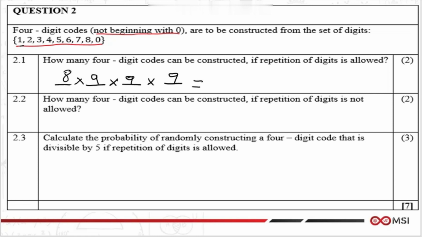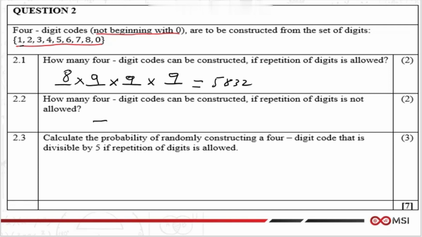Now what is 8 times 9 times 9 times 9? Then therefore this becomes 5,832. So we'll be having 5,832 codes whereby the repetition of digits is allowed and a code does not start with 0. Question 2.2. How many 4-digit codes can be constructed if repetition of digit is not allowed?